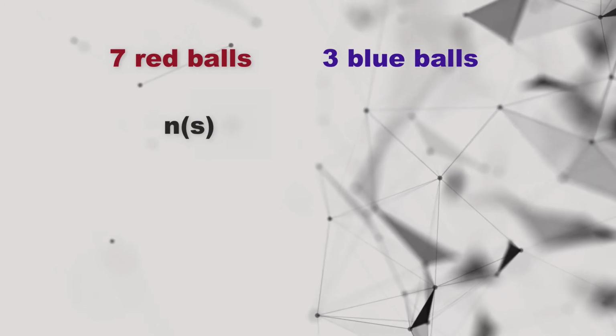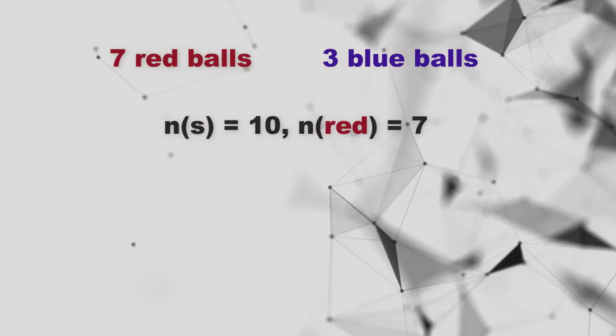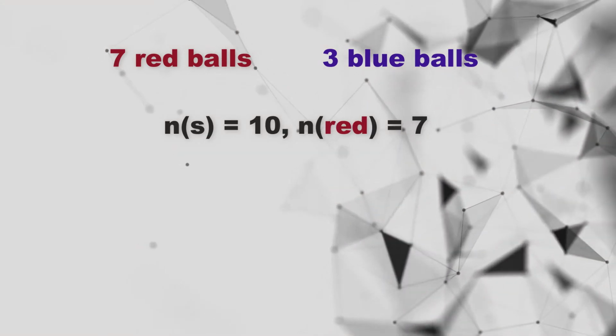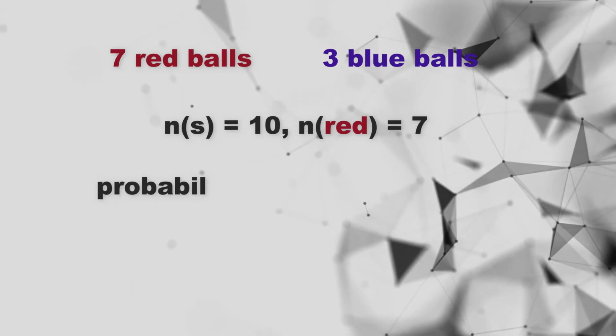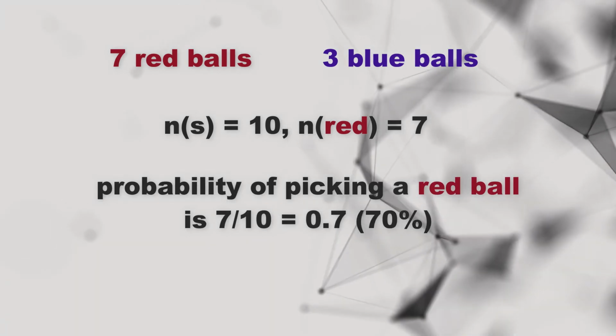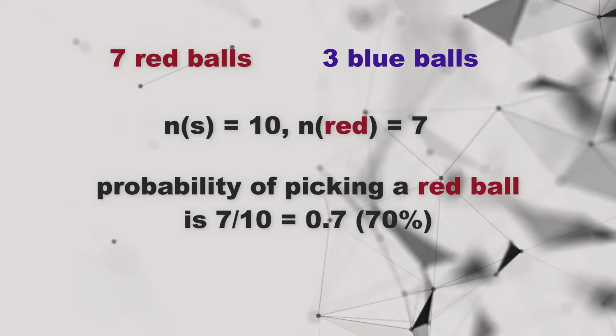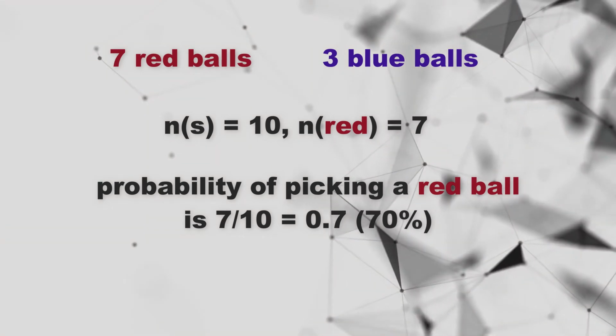So the total number of balls in the bag is equal to 10, and we have 7 red balls. So that simply implies that the probability of picking a red ball is going to be equal to 7 divided by 10, and that is 0.7.